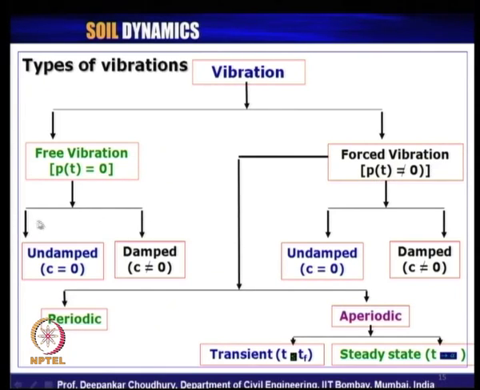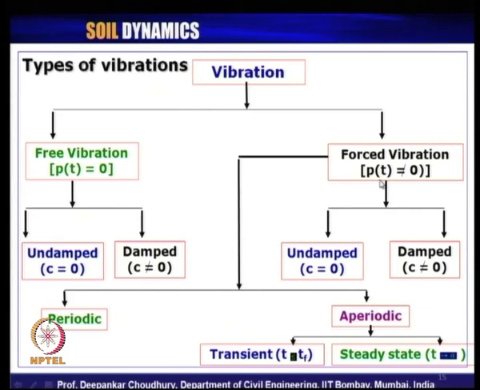Within free vibration, there can be again two subcategories. One is called undamped free vibration, when C is equal to 0, that is, the damper is not present. In that case, it is called undamped free vibration. So, C will be equal to 0 as well as P of t will be equal to 0. And damped free vibration is where the damper is present, that is, C is not equal to 0, but there is no externally applied dynamic load. So, P of t is 0. That is called damped free vibration.